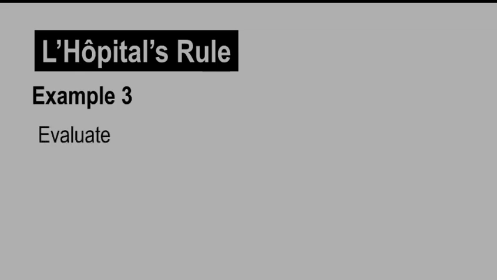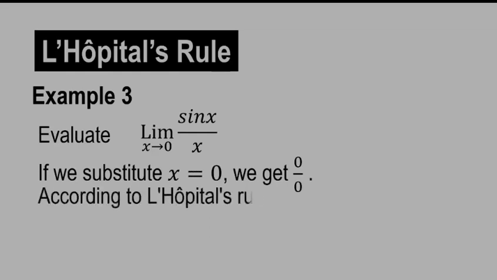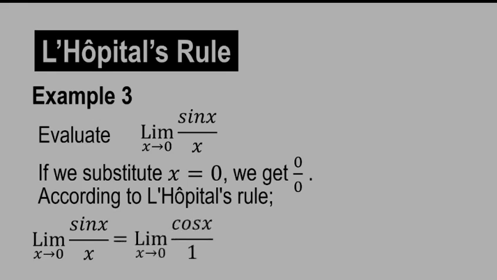Example 3. Evaluate limit as x approaches 0 of sine of x over x. If we substitute x equals 0, we get 0 by 0 form, which is an indeterminate form. According to L'Hopital's rule, limit as x approaches 0 of sine of x over x equals limit as x approaches 0 of cos of x over 1. Here cos of x is derivative of sine of x and 1 is derivative of x.